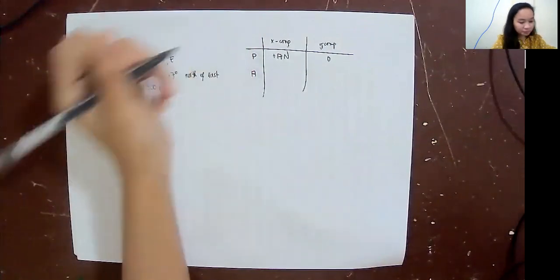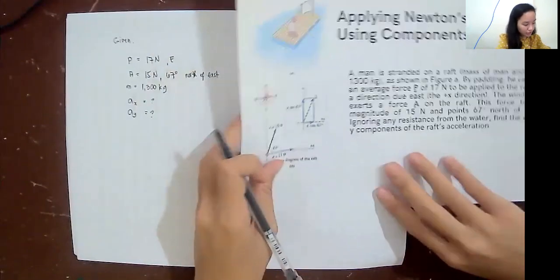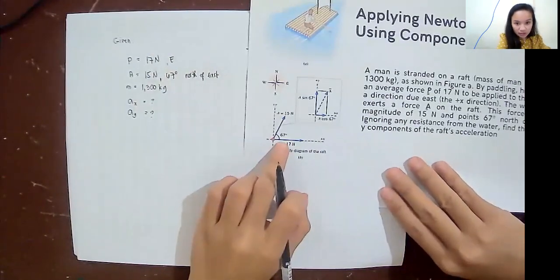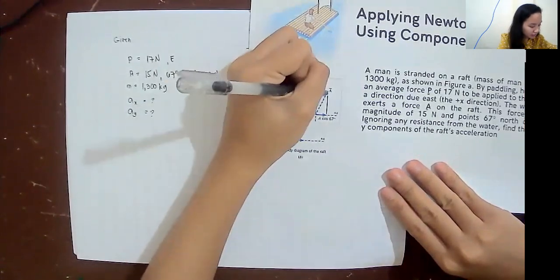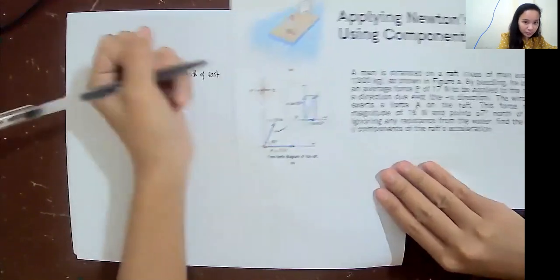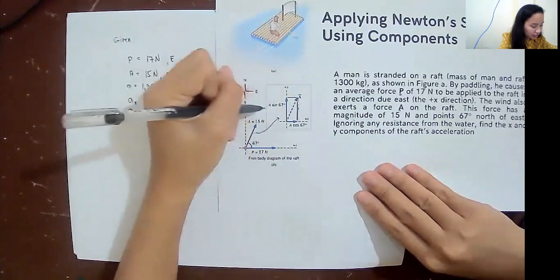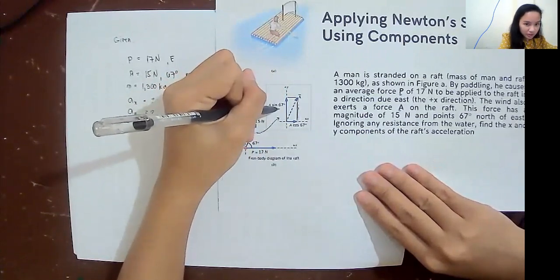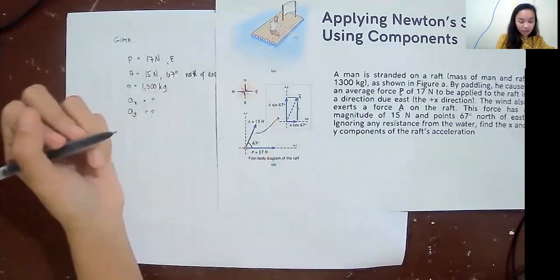The force A, from the figure, we have here, it is at 67 degrees. This is our force A. This means, okay, this is drawn in this figure. Our y component is A sine 67 degrees, and then our x component will be A cosine 67 degrees.